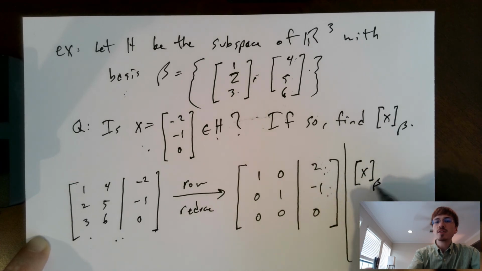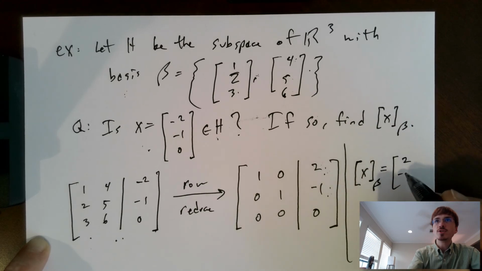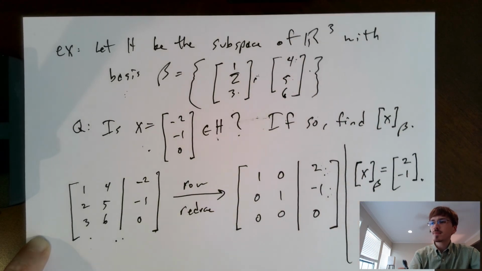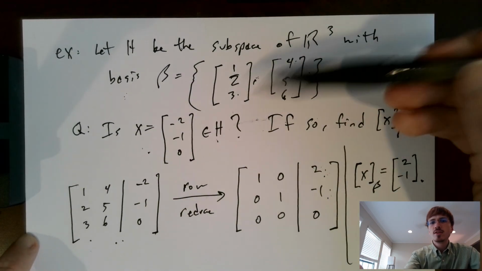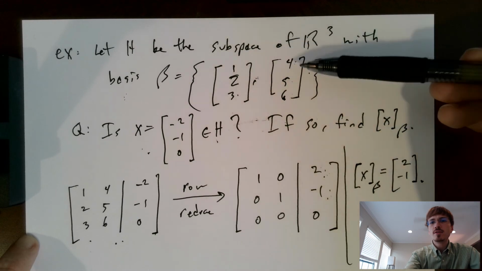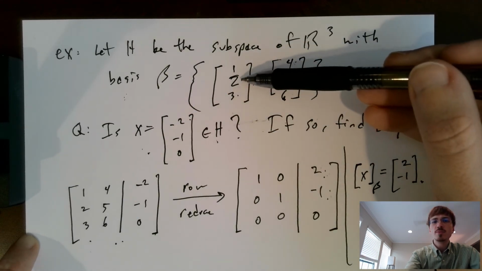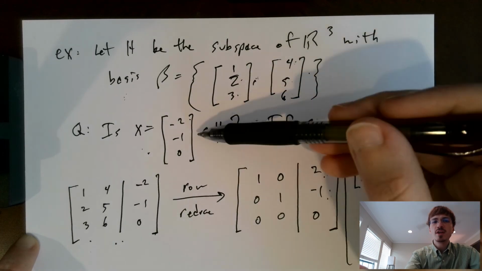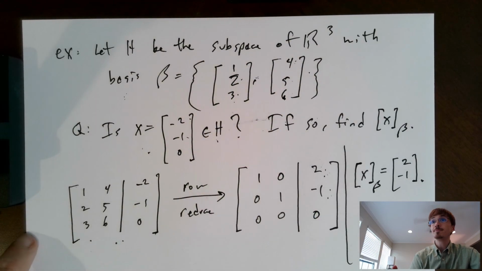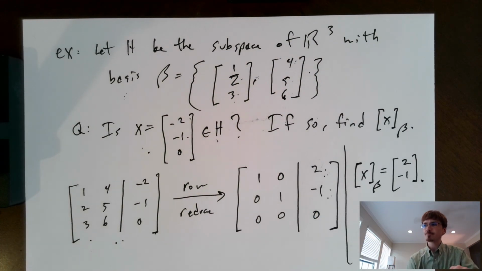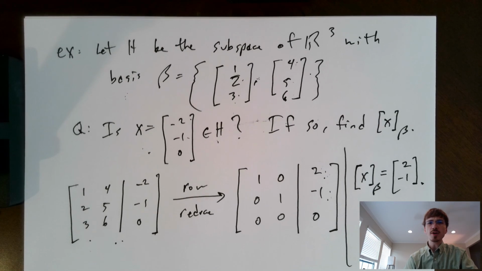We know that the vector x with respect to the beta basis has coordinates given by 2, -1. So that's kind of nice. And how do we check that? 2 times 1 minus 4 is -2. 2 times 2, which is 4, minus 5 is -1. 2 times 3 is 6, minus 6 is 0. Yeah, so it does work out. Cool. All right.